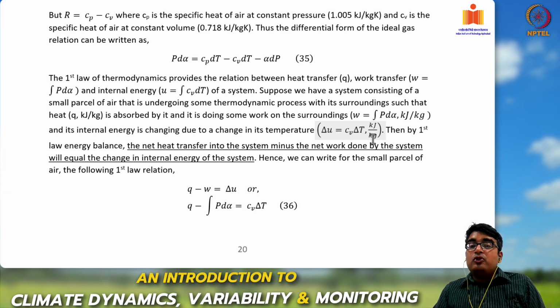This is also kilojoules per kg. So this change in internal energy equals specific heat times change in temperature, delta T. This is integral P d alpha, and this is heat transfer Q. So the heat transfer into this air parcel minus the work output from this air parcel due to its expansion equals the change in specific internal energy, which equals Cv times the change in temperature of the air parcel.